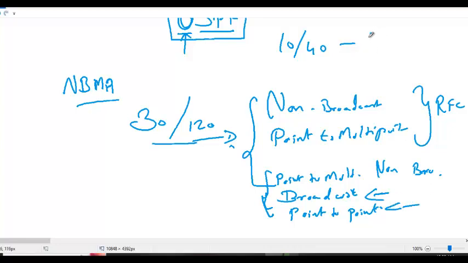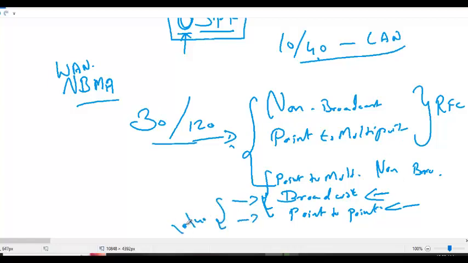In WAN, NBMA, there is another. In WAN, NBMA also you have broadcast and point to point. There also it is same 10 and 40. But this is in NBMA, non-broadcast multi-access, in that broadcast type, in that point to point. Whereas this one is simply normally simple broadcast, like you have a layer 2 switch. Whereas here it is not a layer 2 switch. Here I said frame relay switch.